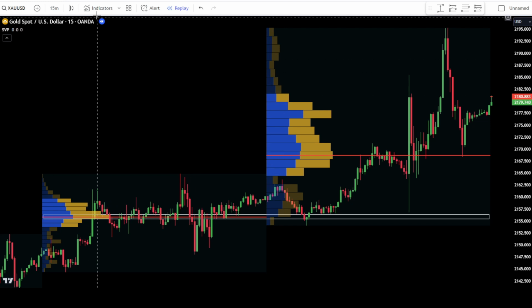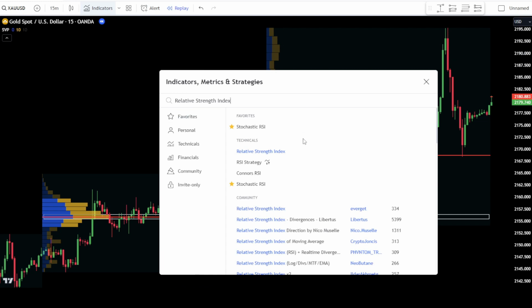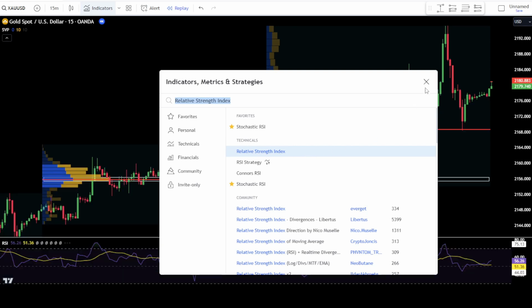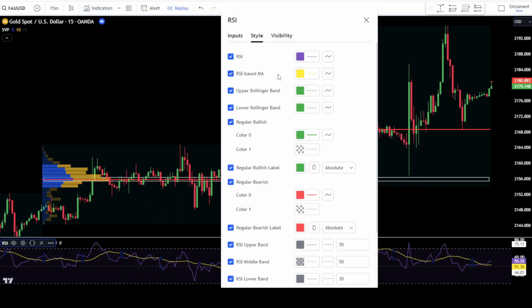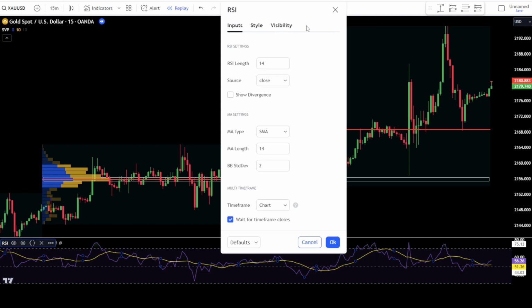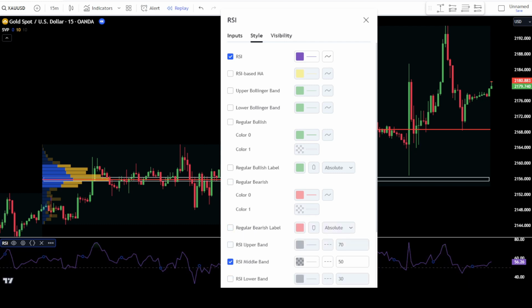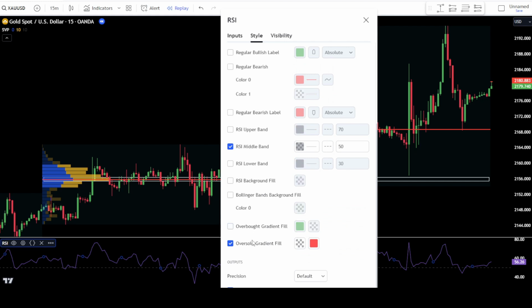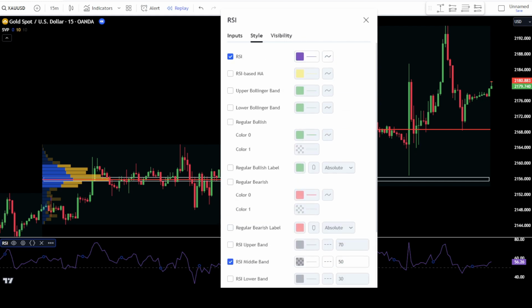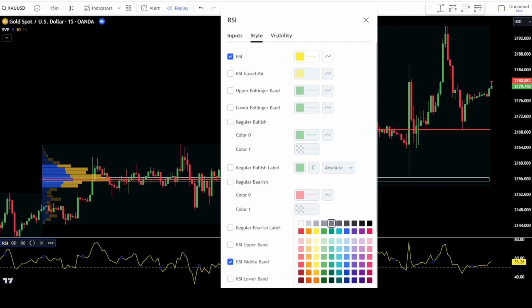Navigate to the indicator search tab and type in RSI or relative strength index. Then select RSI from TradingView. Next, adjust the settings for the RSI indicator. Leave the settings on the input tab as default. Then, go to the style tab. In the style tab, remove all marks except for RSI and the middle band. Adjust the colors of the indicator according to your preference. Once done, click OK to confirm the changes.